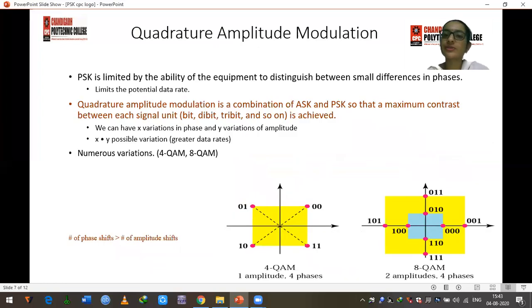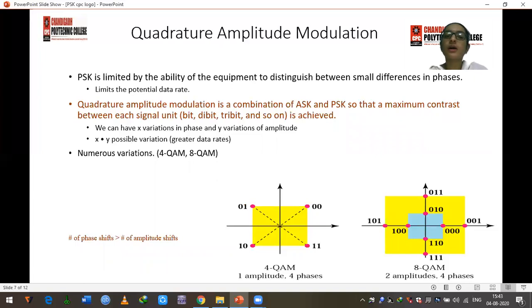Next one is quadrature amplitude modulation. In this, PSK is limited by the ability of the equipment to distinguish between small differences in phases, which limits the potential data rate. Quadrature amplitude modulation is a combination of ASK and PSK so that maximum contrast between each signal unit, that is bit, dibit, tribit and so on, is achieved.